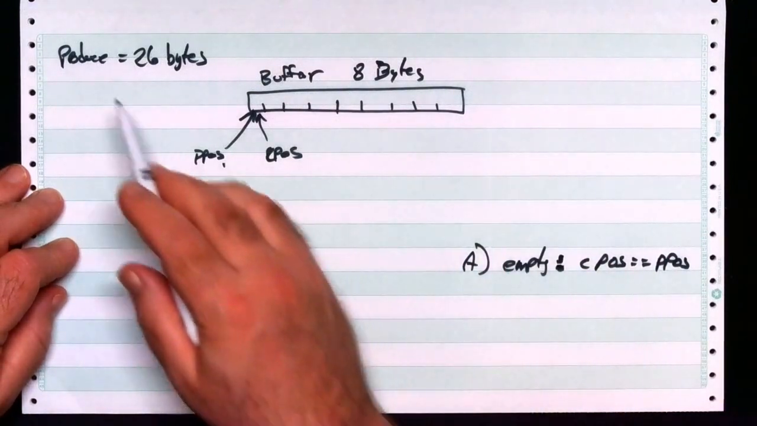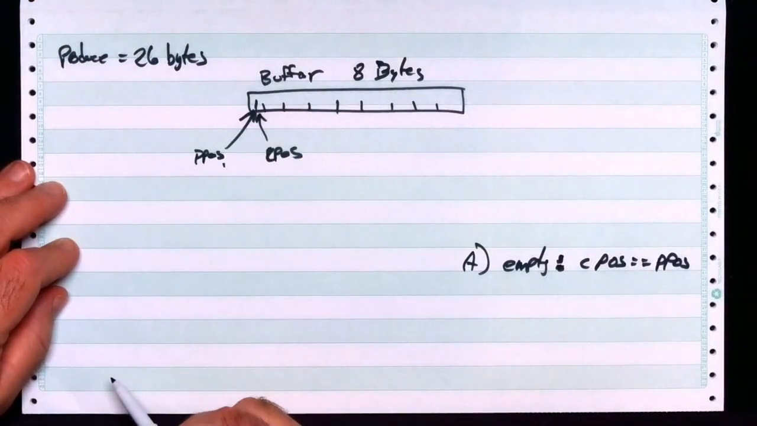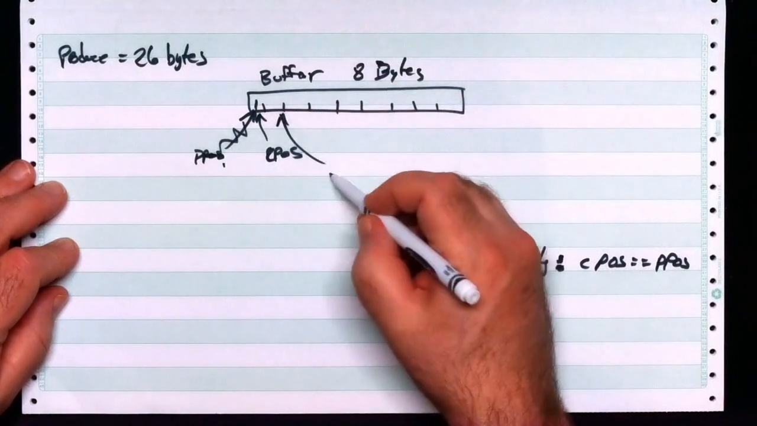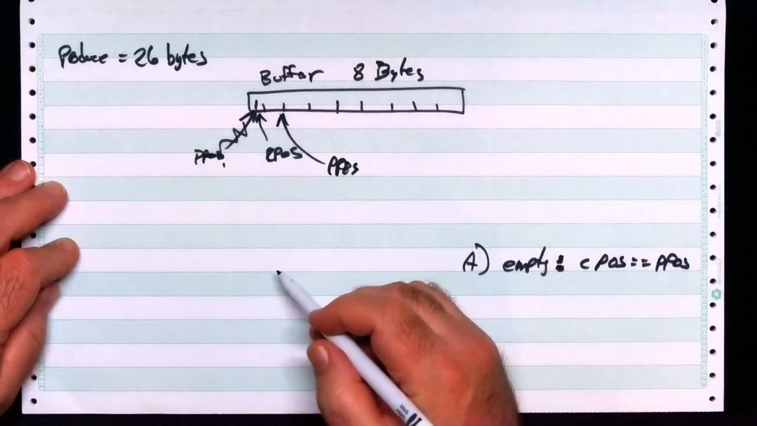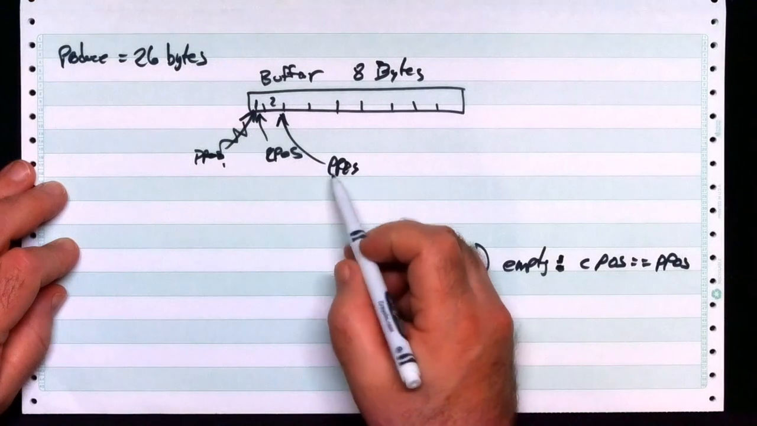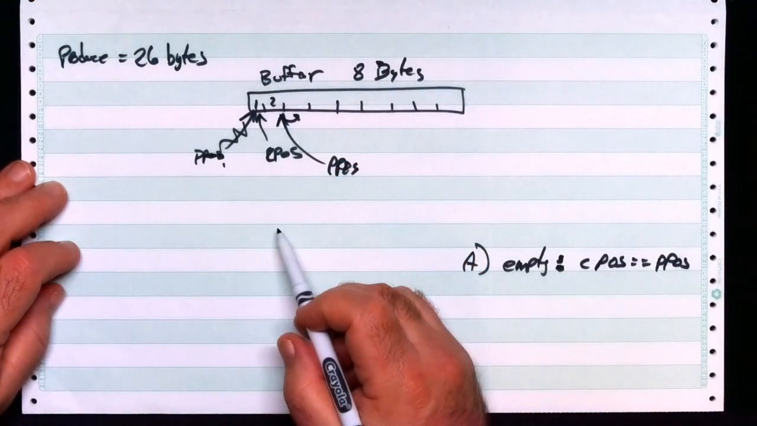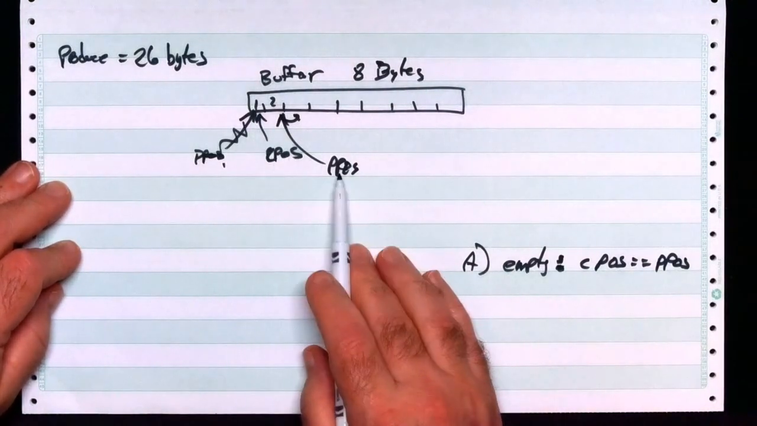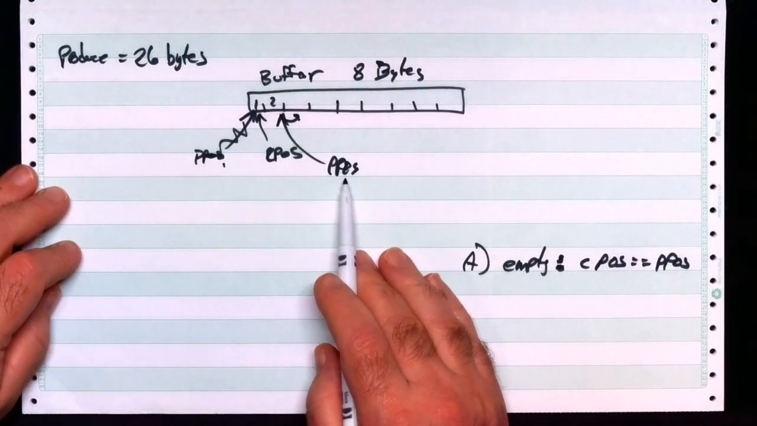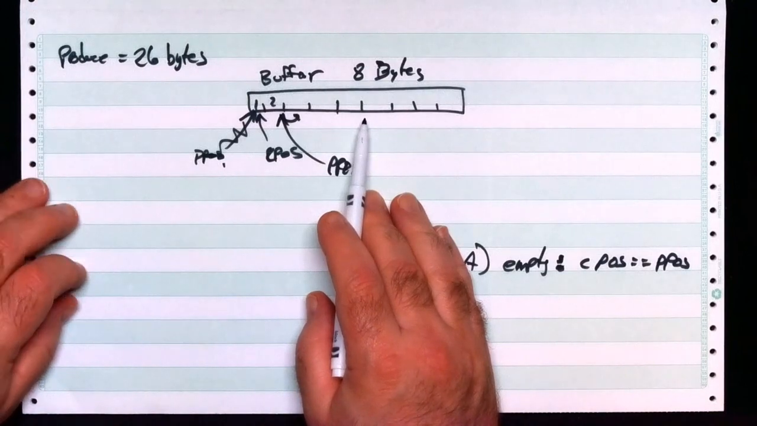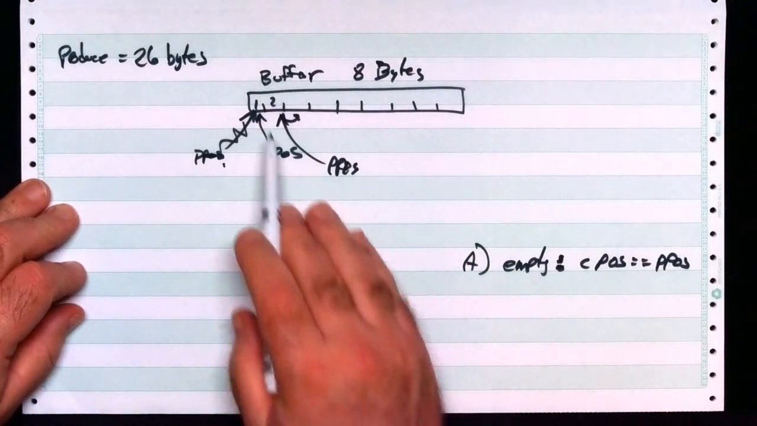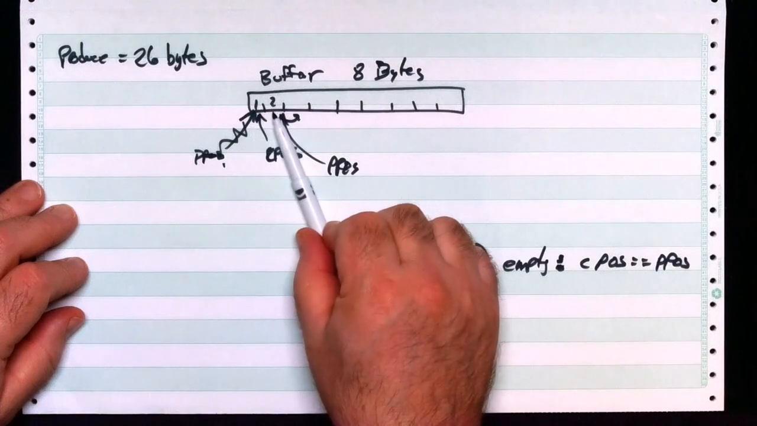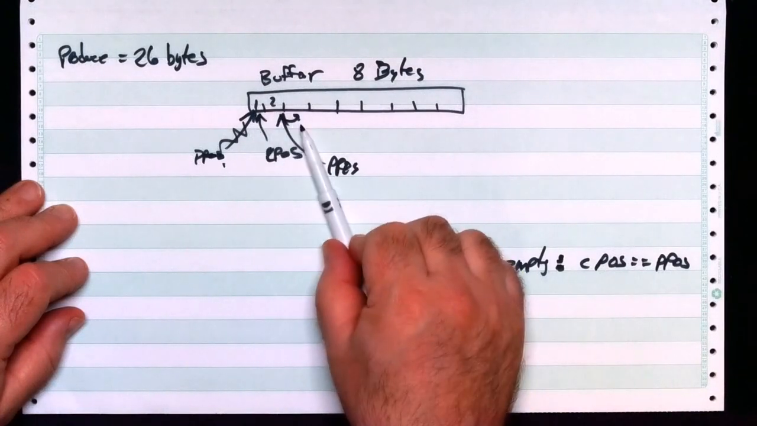All right. So what happens when I produce something? Let's say I produce a 1 and I put it in there. I take PPOS and I move it over to here, right? I produce another thing, I put a 2 in here, and I advance PPOS over to here. What does the relationship between these things represent? Well, if I ever have CPOS not equal to PPOS, then I know there's data in this buffer that can be consumed. If these two are not equal, there's data in here. How much data? Well, there's one data element in each space between CPOS and PPOS.